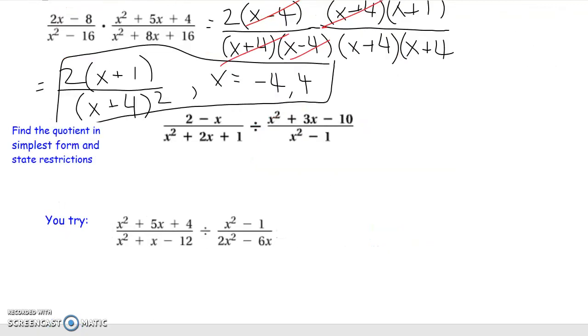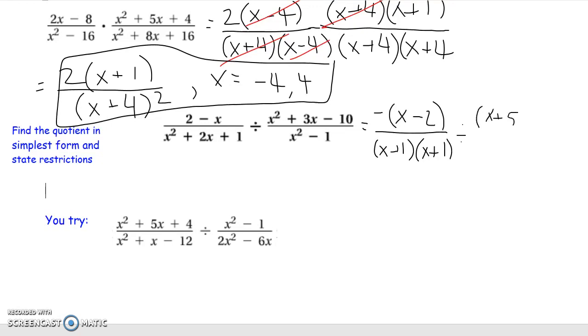In this division problem, we again begin by factoring. In the first fraction, I'm going to factor out a negative to leave us with negative x minus 2, and in the denominator, we have x plus 1 times x plus 1. Then we are dividing by the fraction in factored form, x plus 5 times x minus 2 divided by x plus 1 times x minus 1.